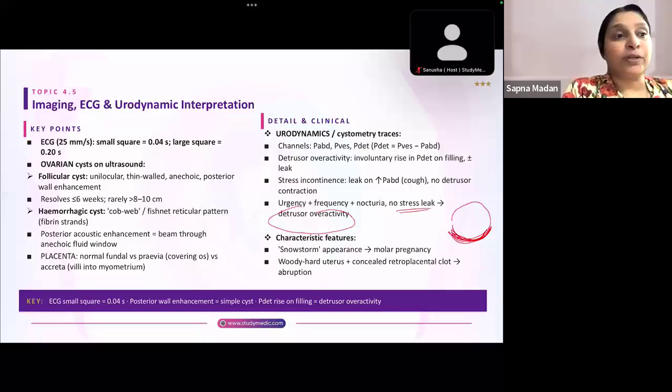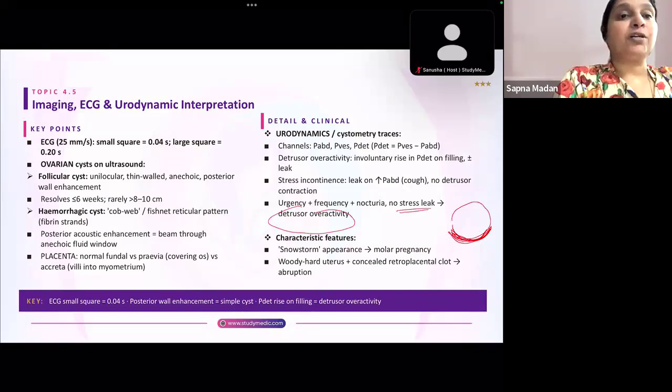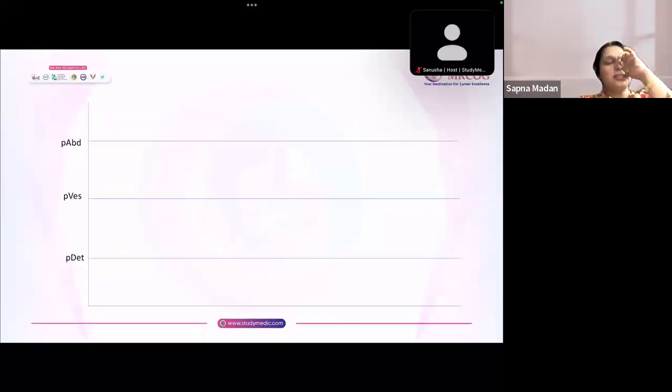So what are the important points here? Each small square of the ECG measures 0.04 seconds, and there is posterior wall enhancement in a simple cyst because of the acoustic anechoic nature of the cyst, and the detrusor pressure will rise on filling, and that is a sign of detrusor overactivity. Okay, so let's discuss this.